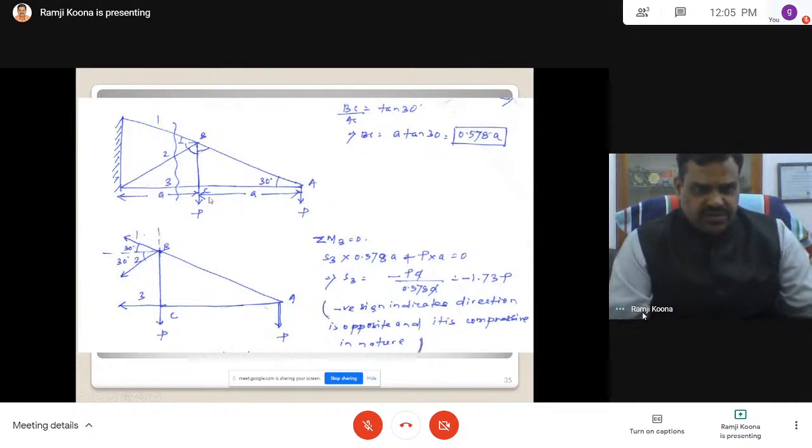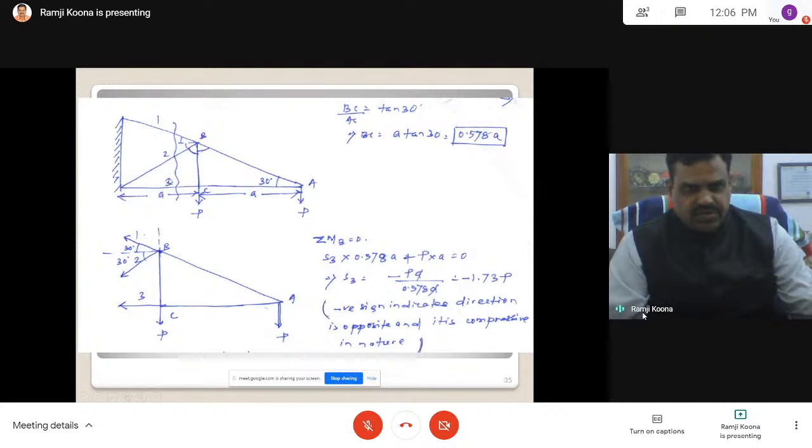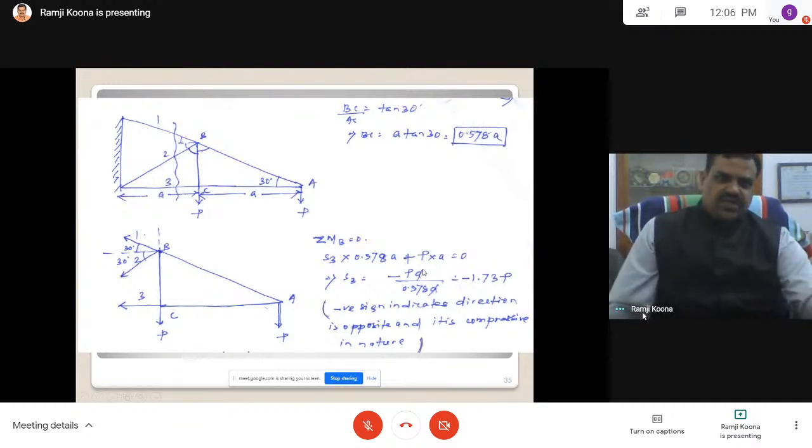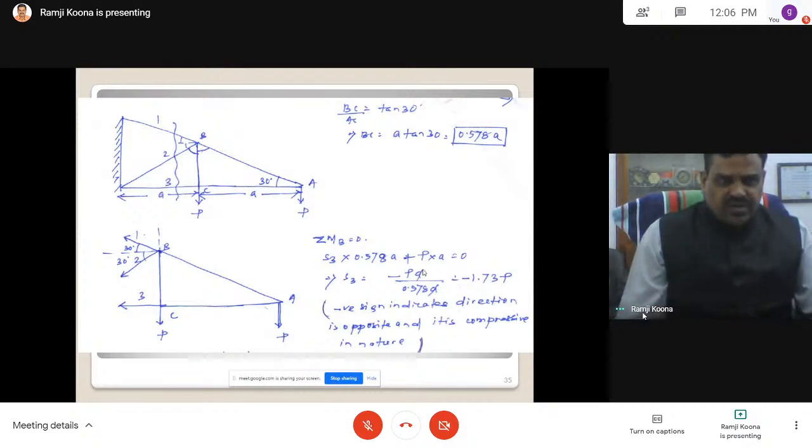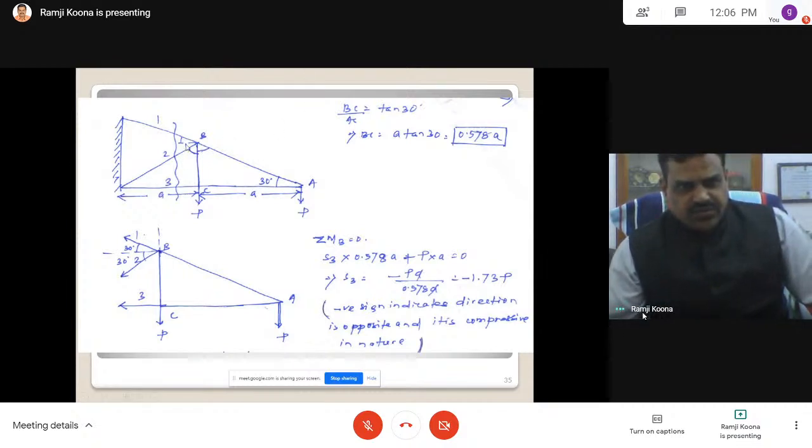That value is substituted. S3 into the perpendicular distance, and P into the perpendicular distance, moment about this point. P into A clockwise. S3, what direction are you using? S3 into the lever arm, also taken towards the joint C, then only we will get a positive. From this, S3 got a negative sign, which indicates the direction is opposite, so it is compressive in nature. The assumed direction is like this, but since we got negative, you have to change it and we get a compressive force. Accordingly we consider S1, then you can go to the other two.